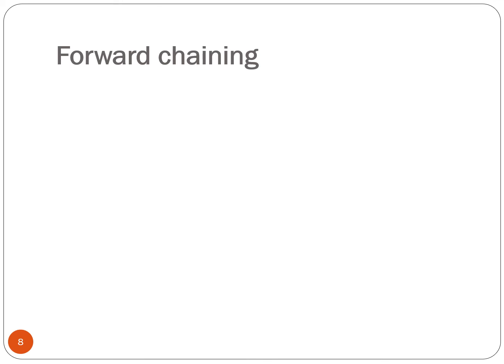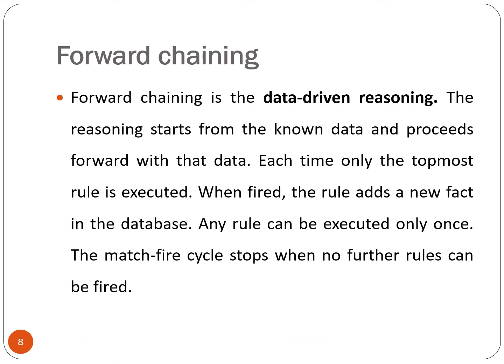Okay, so now we want to give some definitions of what we mean by forward chaining and backward chaining. Forward chaining is considered data-driven reasoning. The reasoning starts from the known data and proceeds forward with that data. Each time only the topmost rule is executed. It is based on the arrangement of the rules, so if you want certain rules to have more priority, then you have to put them at the beginning of the knowledge base.